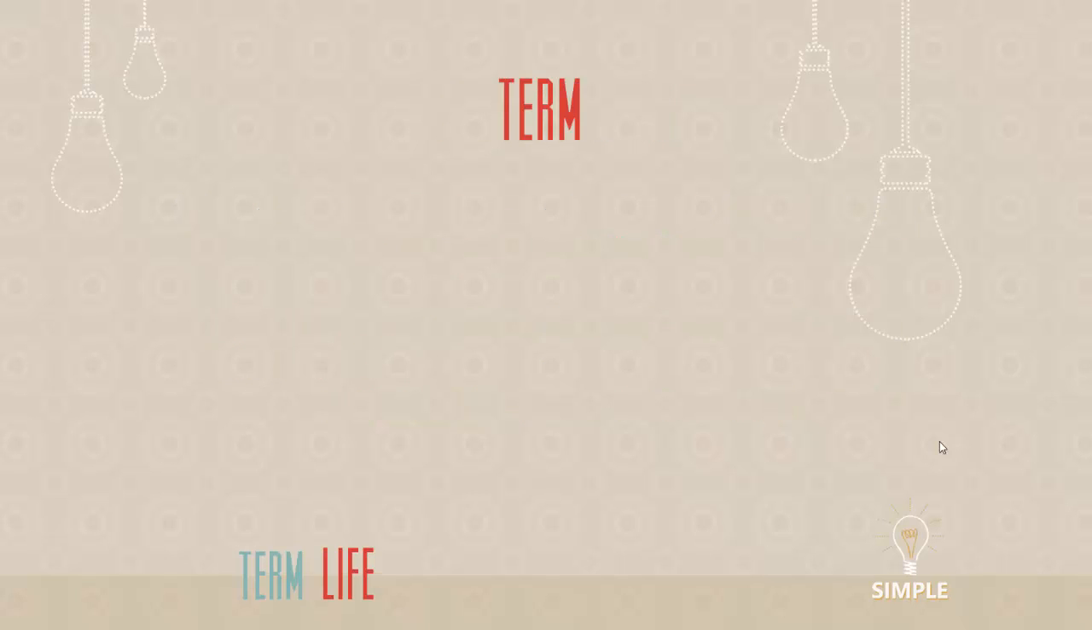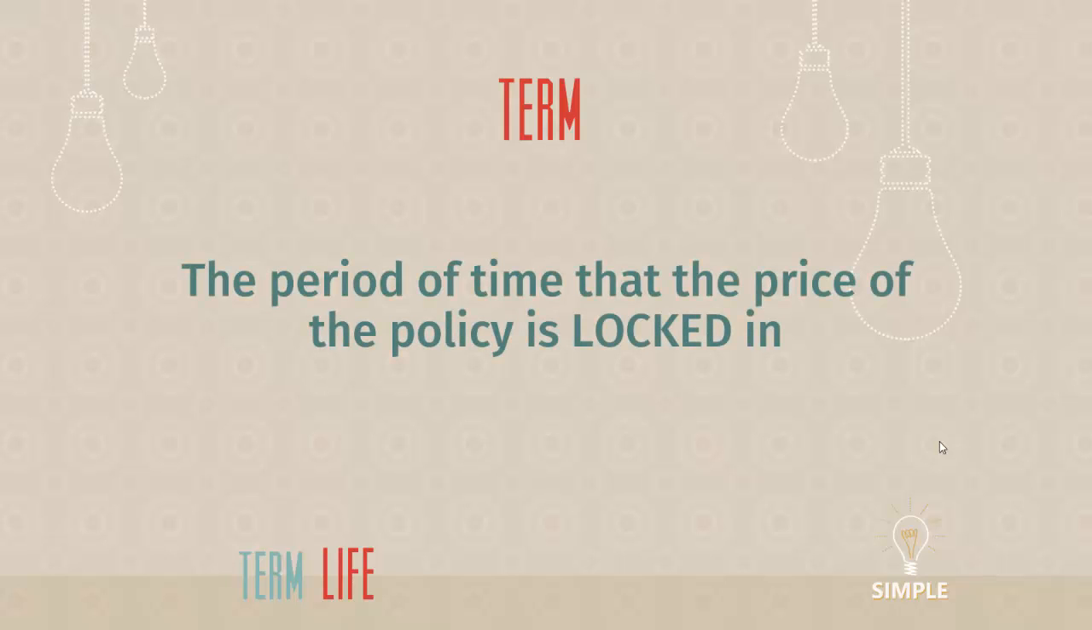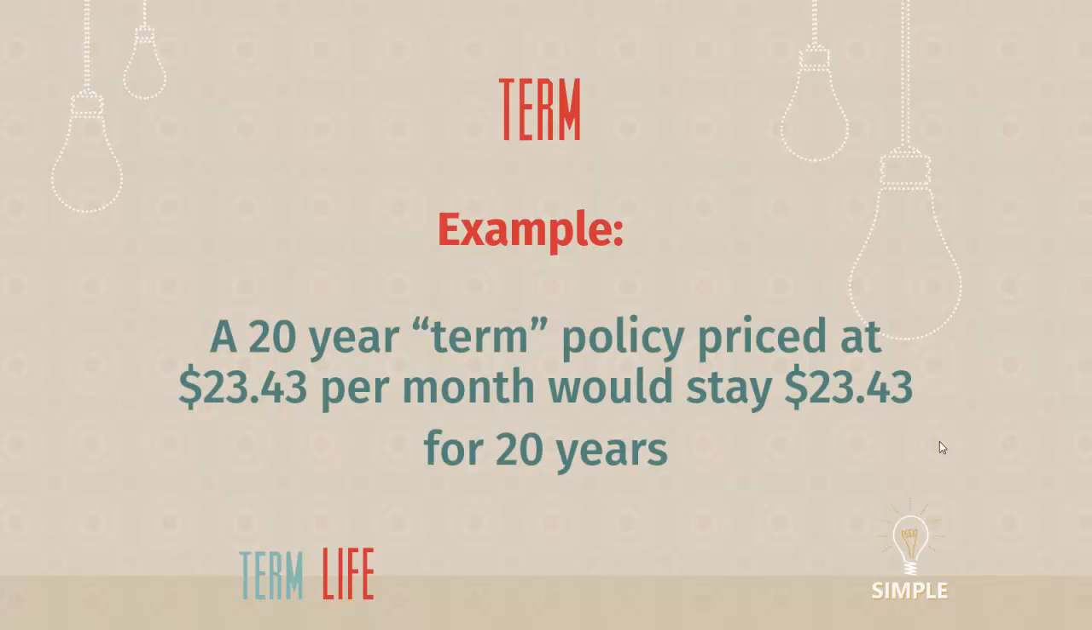The word term is a very specific part of the term life policy. It is simply the period of time that the price of the policy is locked in. So the price cannot change during the term that you have chosen. So let's take an example here. A 20-year term policy, which is super common, priced at $23.43, I just made that number up, per month would stay $23.43 for 20 years. So the insurance company could not change the price on you, no matter what happens with your health or anything like that, for the 20 years that the policy is in place.